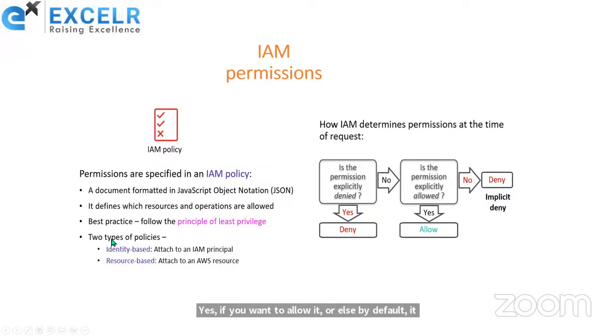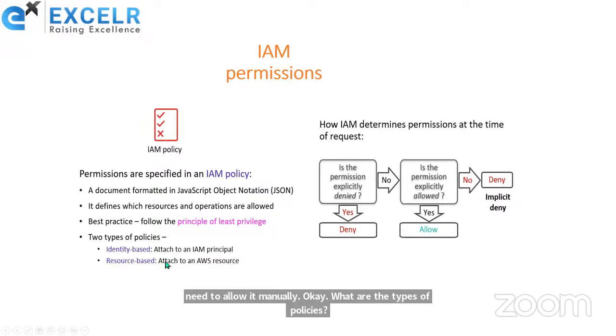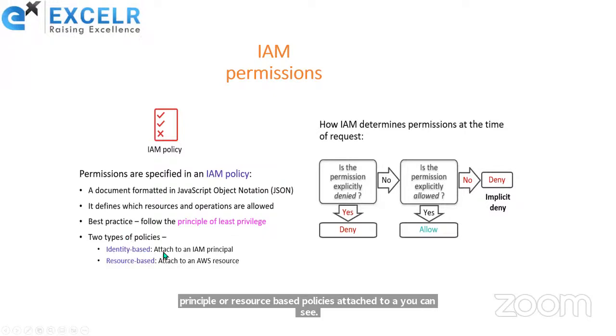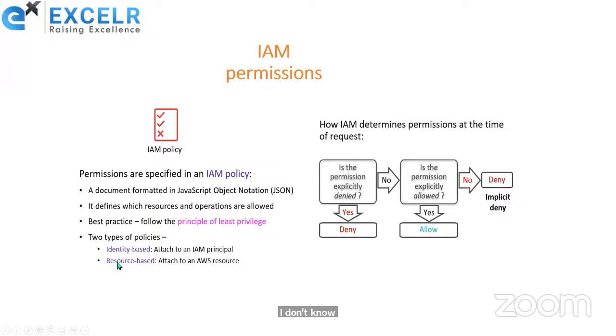What are the types of policies you can use? Identity-based policies attached to an IAM principal, or resource-based policies attached to an AWS resource. Identity-based policies means these policies can be created directly at the user level or else the service level. You can directly assign these policies to the service level, that means AWS resources as well. So these are nothing but IAM permissions.